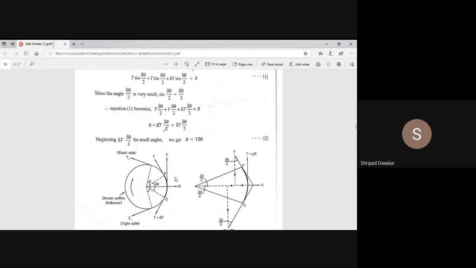Next, this is the equation. Next, you have to simplify. T sine delta theta by 2 as it is, and just simplify. T sine delta theta by 2 plus delta T sine delta theta by 2 equals R. First you have to resolve the forces horizontally. This equation is most important. Then after that, expand the terms: T sine delta theta by 2 plus T sine delta theta by 2 plus delta T into sine delta theta by 2 equals R.